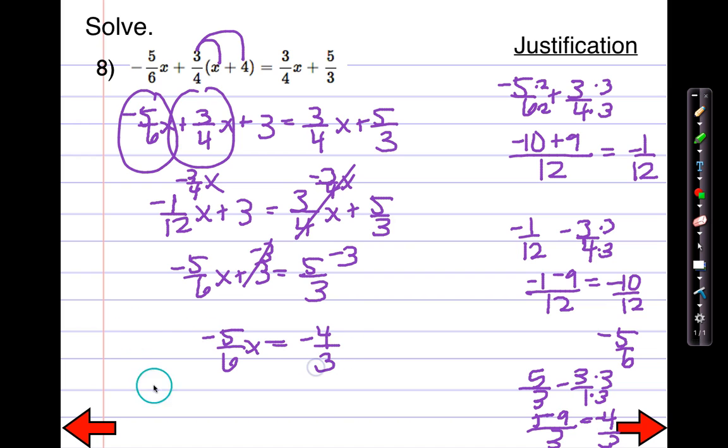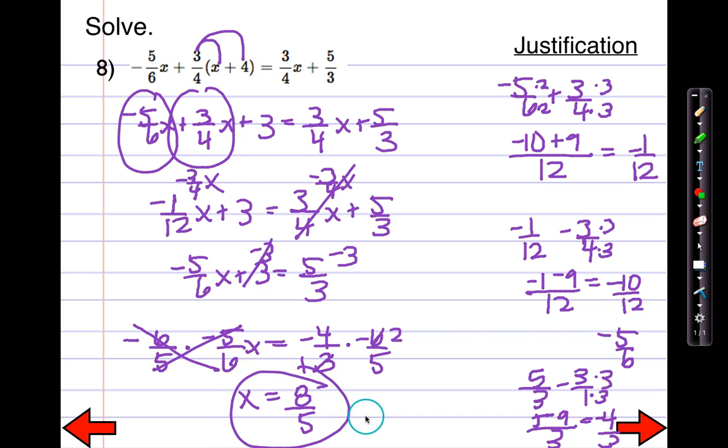But we're not done. We're going to get rid of this coefficient either by dividing or multiplying by the reciprocal. Yet again, please remember the sign doesn't change, so it's still negative, but now it's 6/5. So here the 6 cross cancels, the 5 cross cancels. I can cross reduce by 3, leaving me with a positive 8/5. Why positive? Because a negative times a negative is a positive.